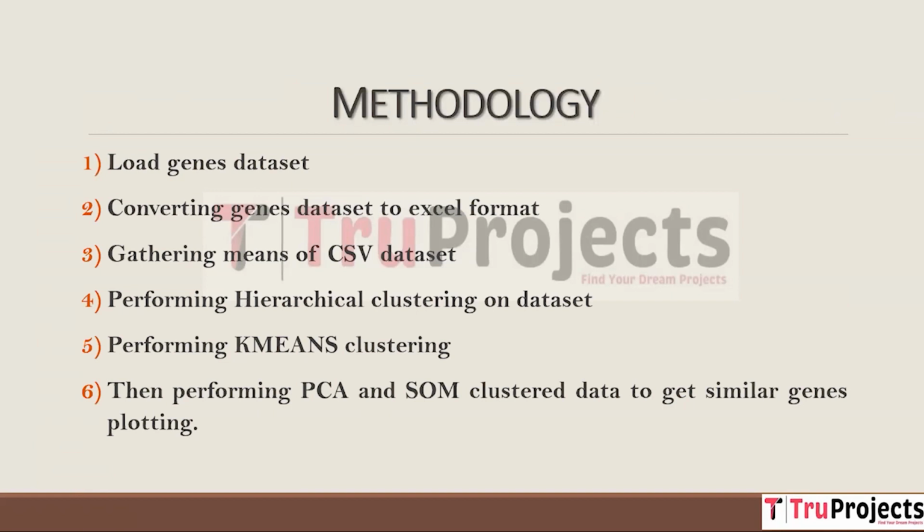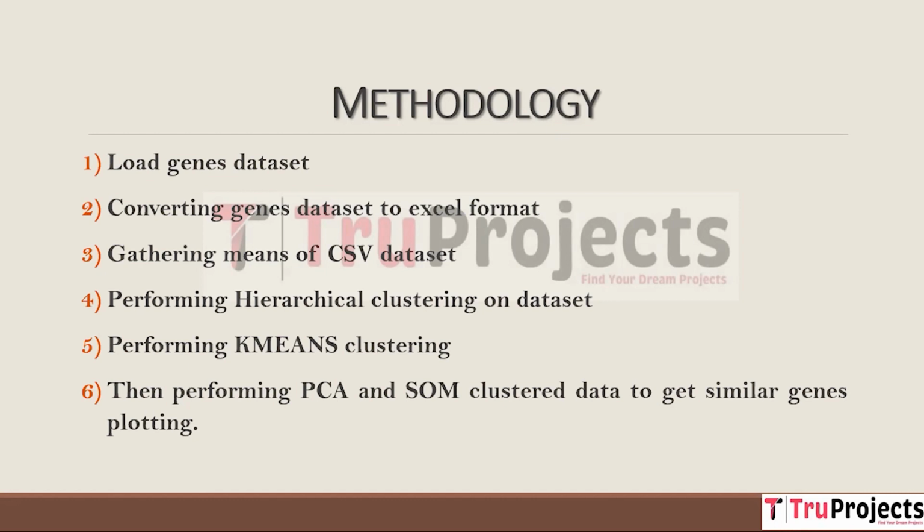K-means clustering algorithm is used to partition the genes dataset into k predefined clusters. Each gene is assigned to one of the clusters based on similarity to the centroid of the cluster. Next one is performing PCA and SOM cluster data to get similar genes plotting.